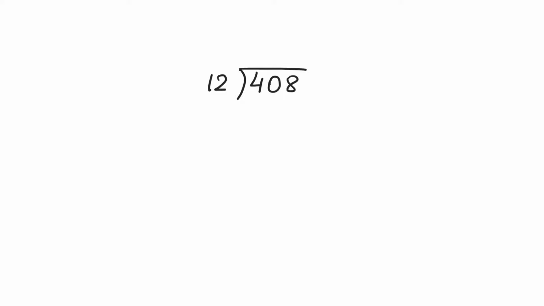For this, we can do some work on the side. We know that 12 times 2 is 24, and 12 times 3 is 36. And if we multiply 12 by 4, we will get 48, and 48 is larger than 40. Therefore, we can say that 12 goes into 40 3 times. We will write 3 above this 0, and then we will multiply 3 by 12 and we will get 36. Then 40 minus 36 equals 4.